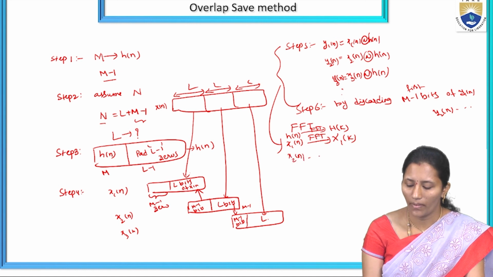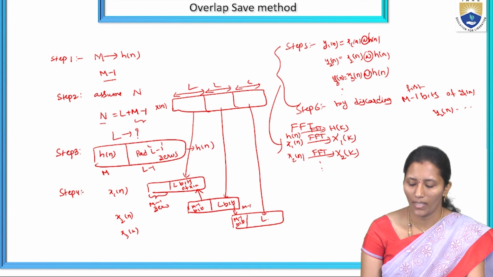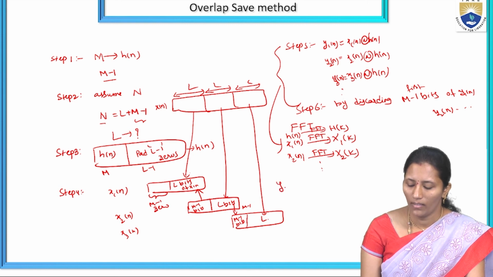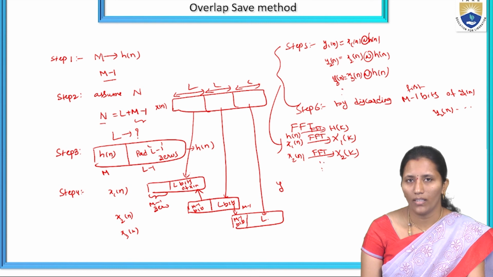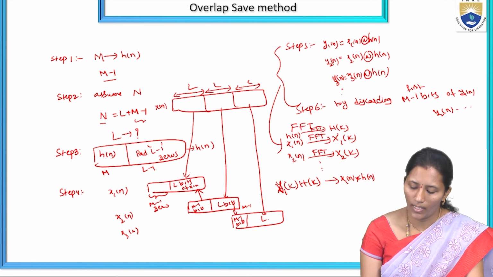For x2 of n, apply FFT and we will get x2 of k. Like that, we apply the fast Fourier transform algorithm to each individual segment block to get the frequency domain signals. And in convolution, the multiplication of the two signals in the frequency domain is equal to the convolution in the time domain. So we multiply x1 of k with h of k, and we will get the transform of x1 of n convolved with h of n. So here we will get y1 of k.